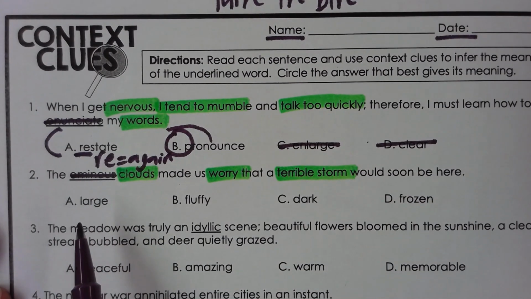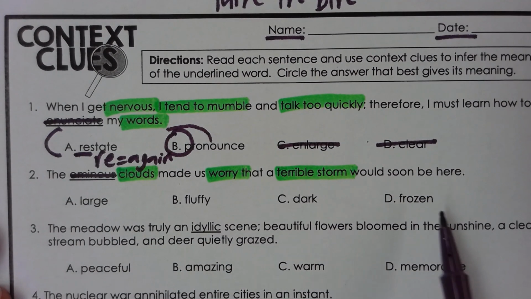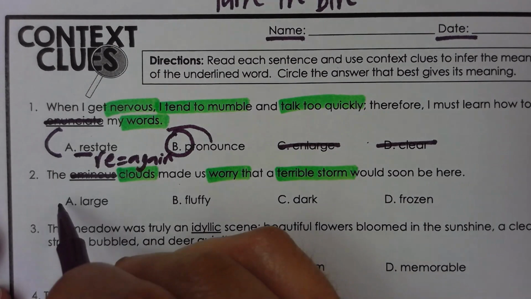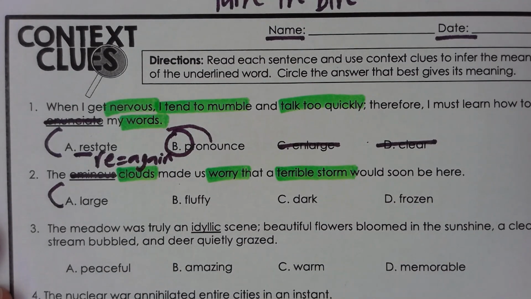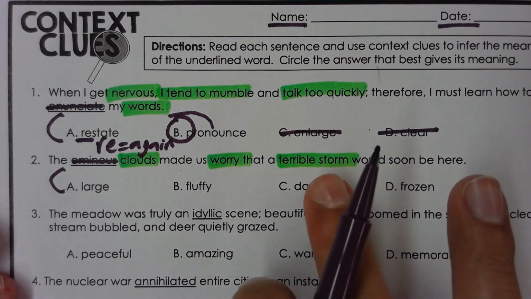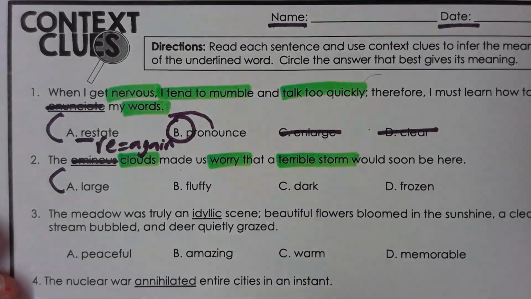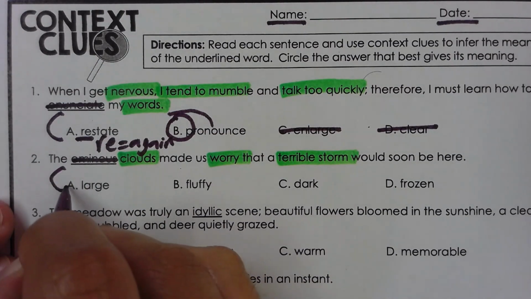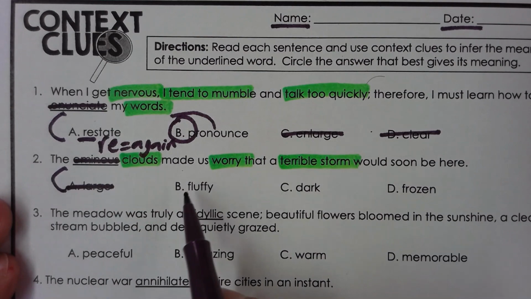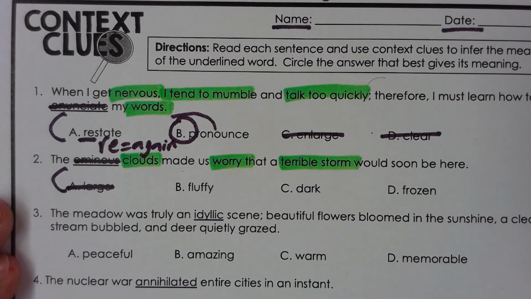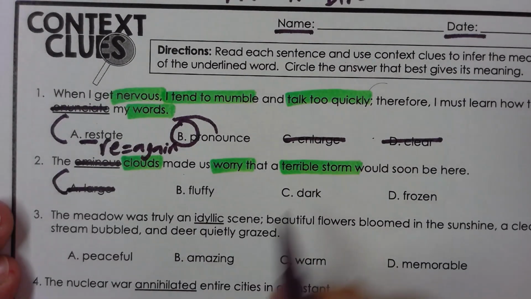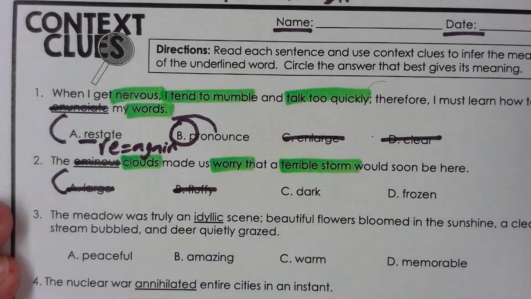Your potential meanings are large, fluffy, dark, and frozen. Let's plug it in. The large clouds made us worry that a terrible storm would soon be here. Does large have anything to do with the terrible storm and how they're worried? The clouds cannot be large. Fluffy? Would fluffy clouds worry someone? The fluffy clouds made us worry that a terrible storm. Fluffy clouds are not a sign that you should be worried because a storm's coming. So fluffy is not the meaning for ominous.